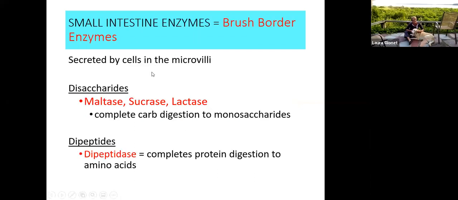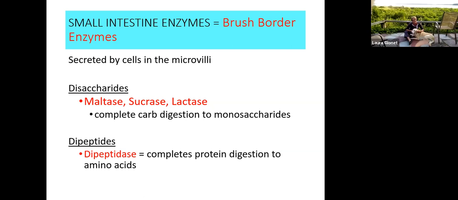Okay, as we move down the small intestine, we come across those brush border cells that produce the brush border enzymes. We have maltase, sucrase, and lactase that will be secreted that act on maltose, sucrose, and lactose, our disaccharides, to break them down into monosaccharides. We also secrete dipeptidase, and dipeptidase breaks down dipeptides to amino acids. So all four of those are secreted from those brush border cells. They're part of the brush border enzymes: maltase, sucrase, lactase, and dipeptidase.